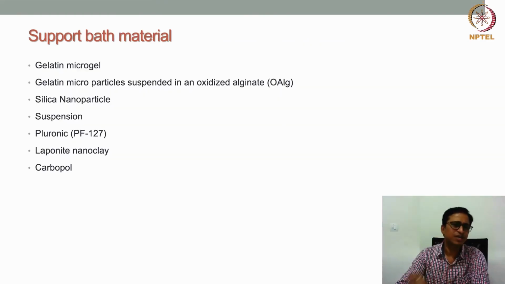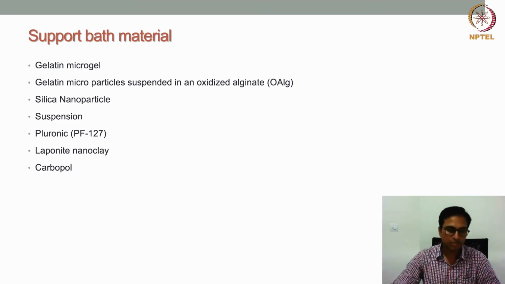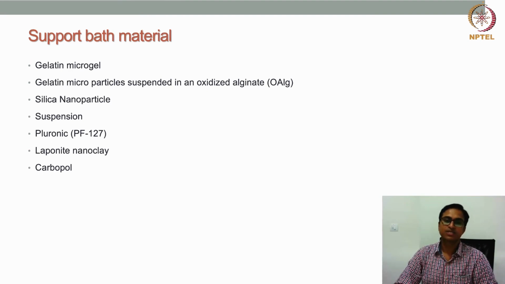Now, what are the different types of support bath materials available? One important thing is the support bath material should behave like a Bingham plastic. That means at low shear stress, the material should behave like a solid, and beyond a critical or yield stress, the material should behave like a liquid.